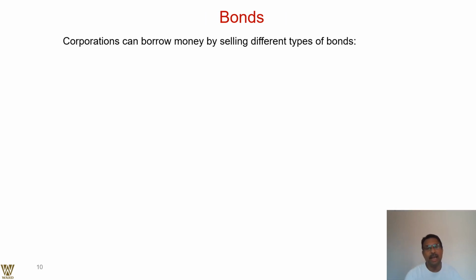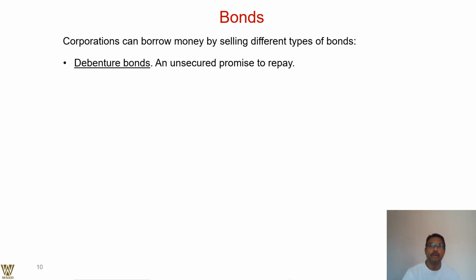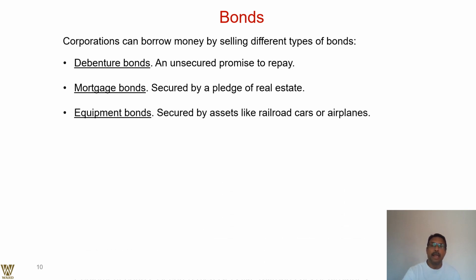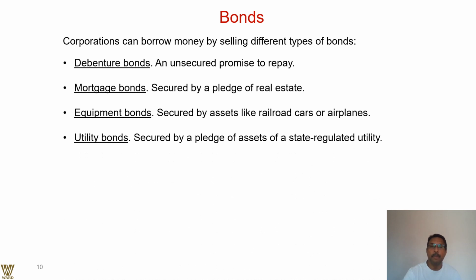Bonds, on the other hand, are how corporations can borrow money, by selling different kinds of bonds. We're talking about debenture bonds, an unsecured promise to repay. Mortgage bonds, secured by pledges, in most cases by real estate. Equipment bonds, secured by assets like railroads, cars, and aeroplanes. We have the utility bonds, secured by the pledges of assets of a state regulated utility. It can be airplanes, it can be anything that is under the control of the government.